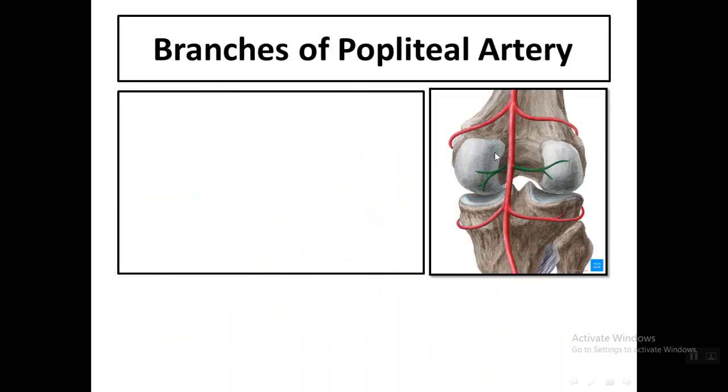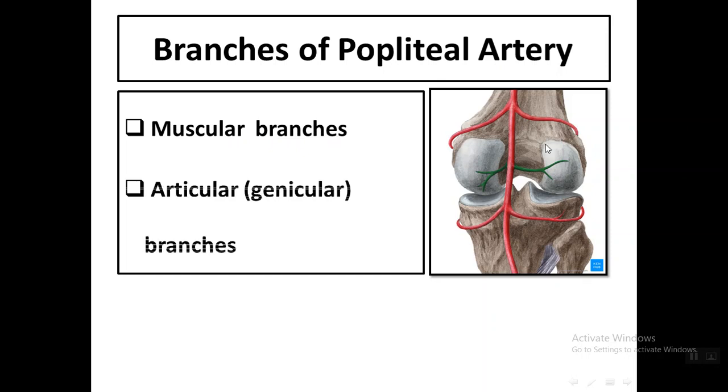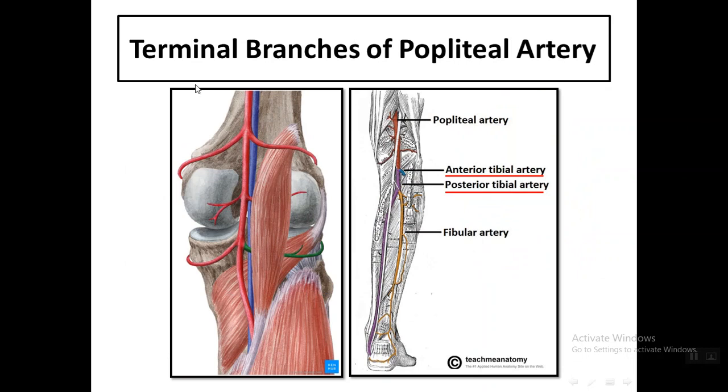What are the branches of the popliteal artery here in the popliteal fossa? First, we have muscular branches to the nearby muscles, and it also gives articular, or genicular, branches. What are the terminal branches? At the lower border of the popliteus muscle, it divides into the anterior tibial artery and the posterior tibial artery.